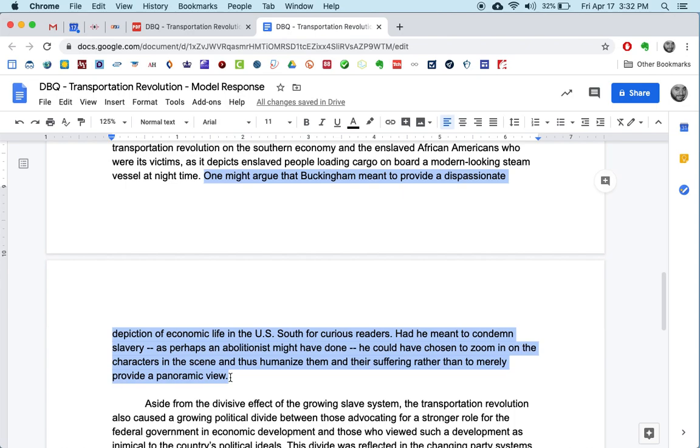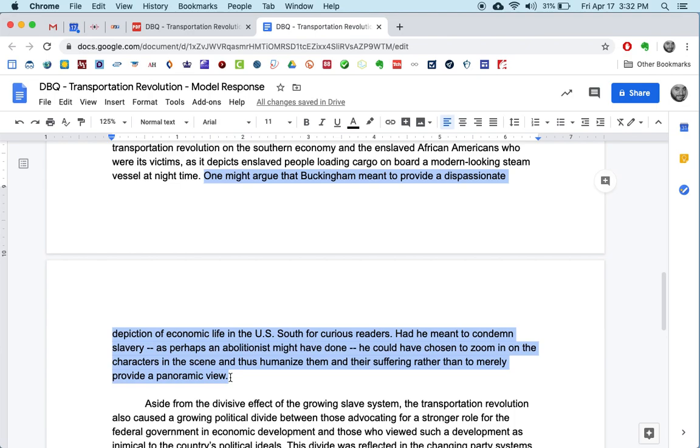Another tack would be to talk about what the author of the document might want the reader or the viewer to do after having viewed the document. So in other words, most people will say something like, the purpose of the document is to say that slavery is bad or slavery is good, or to depict slavery. Something simple and superficial like that.